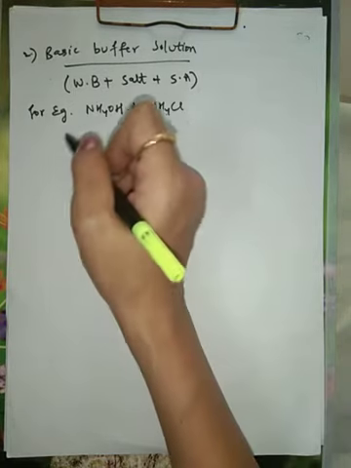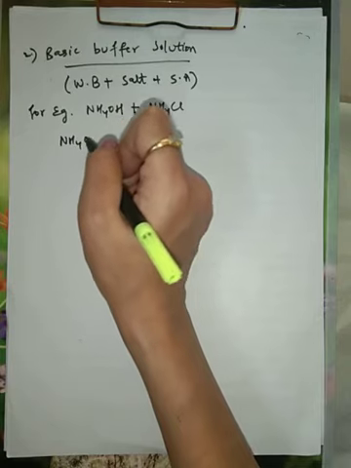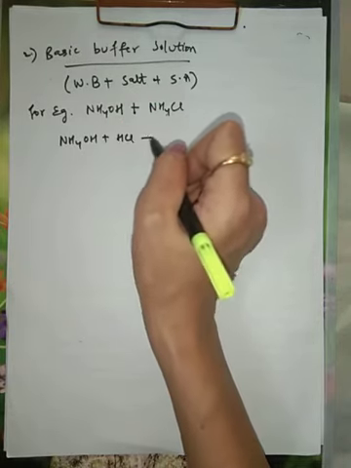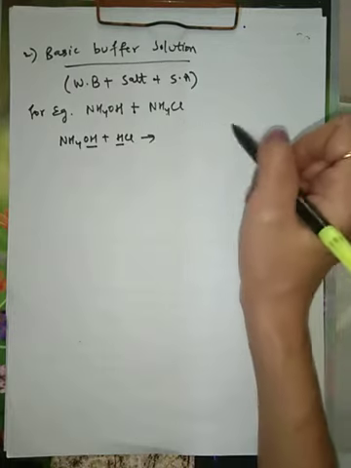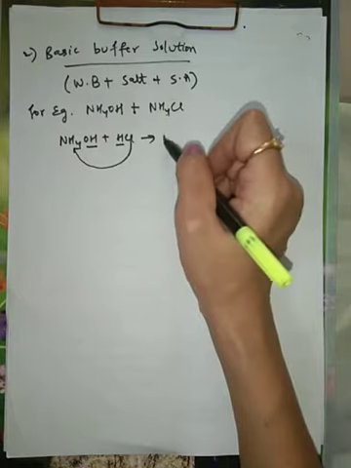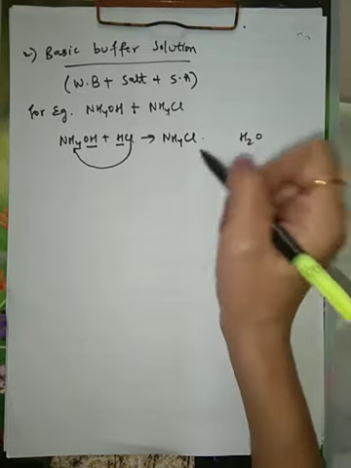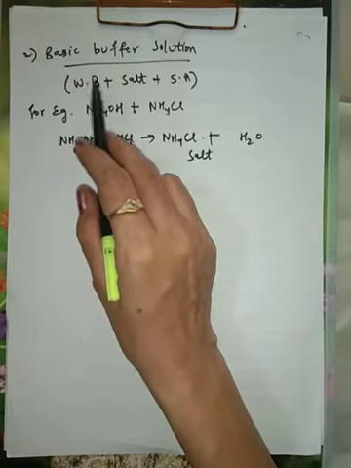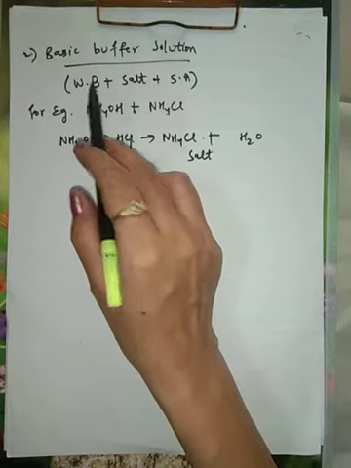Why ammonium chloride? NH4OH अगर मैं strong acid के साथ react करूँ HCl के साथ तो क्या बनेगा? ये OH और H remove हो जाएगा as water and this chlorine will go to ammonium ion to form NH4Cl. So this is the salt formed when this weak base combines with strong acid, right?